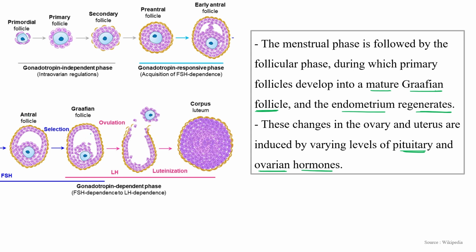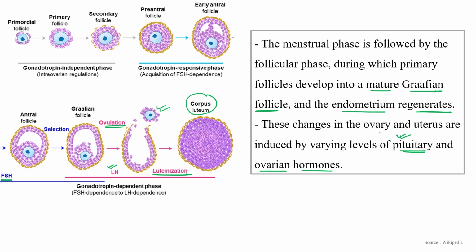From Graafian follicle means follicle development phase, the follicular phase, and after the follicular phase, development of ova occurs. So ovulation, and at this particular time, release of luteinizing hormone occurs. From this phase to Graafian follicle, follicle stimulating hormone. That's why we can use the term follicular phase. So this phase is stimulated by follicle stimulating hormone. Ovulation occurs under the influence of luteinizing hormone. So from Graafian follicle to corpus luteum, the luteal phase, this is known as luteinizing. So that's why it is written over here.